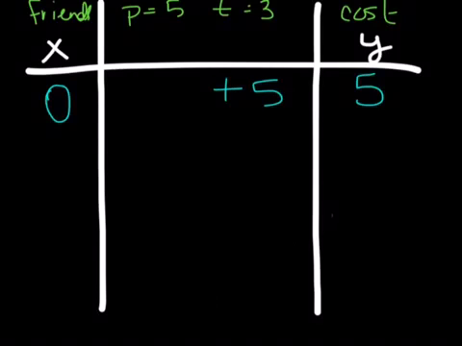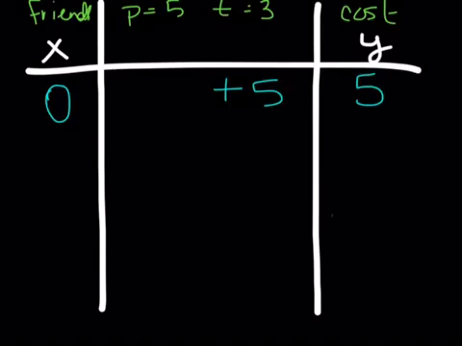But how much is it for one friend? If it's just her, Cynthia decided she's going on her own. Well, she had to pay $3 for a ticket, and she had to pay the $5 parking. So that made it how much? $8. Well, what if just her and her best friend go?